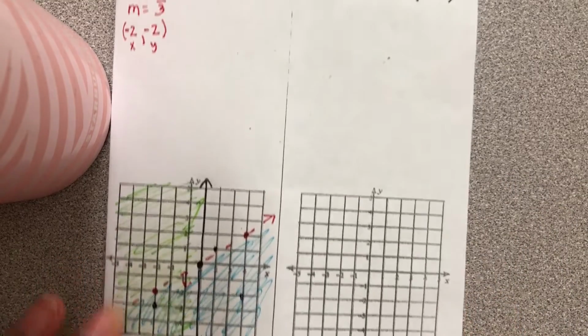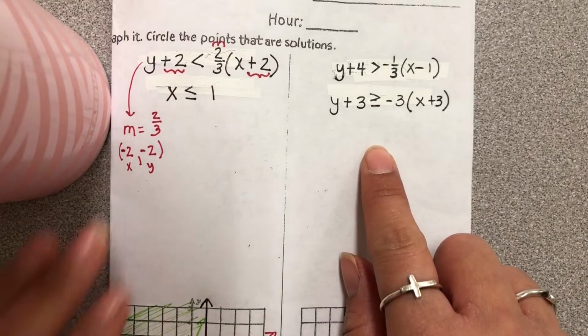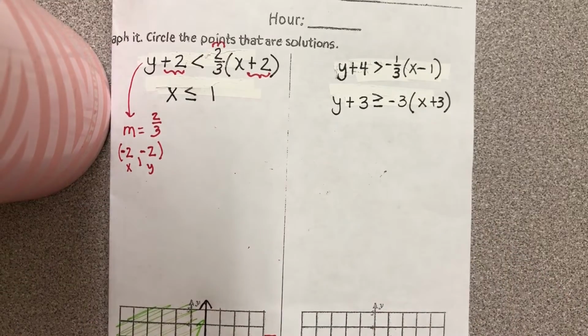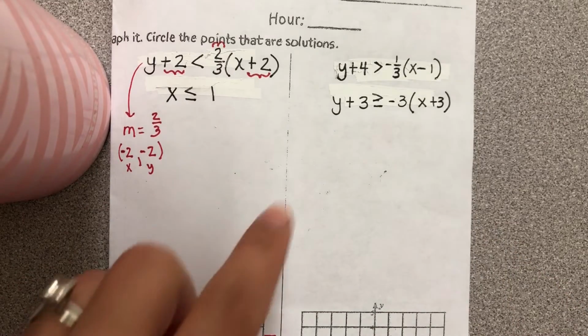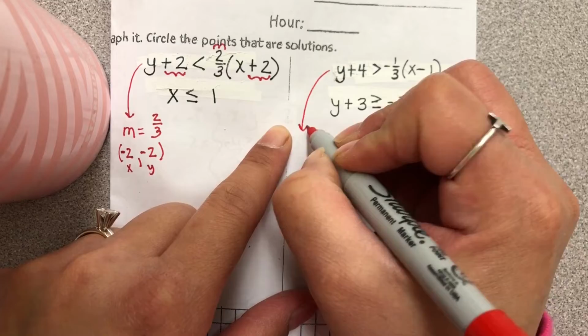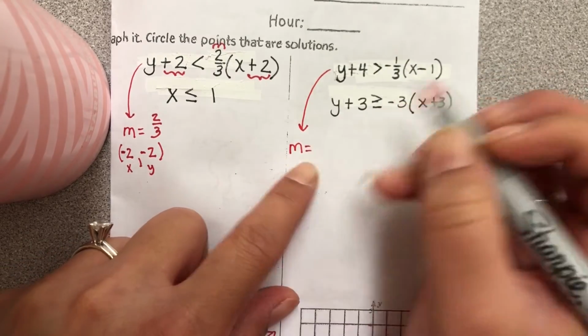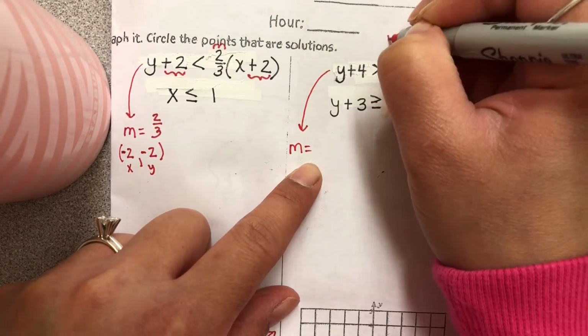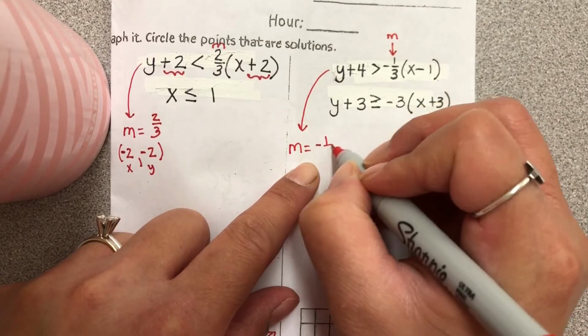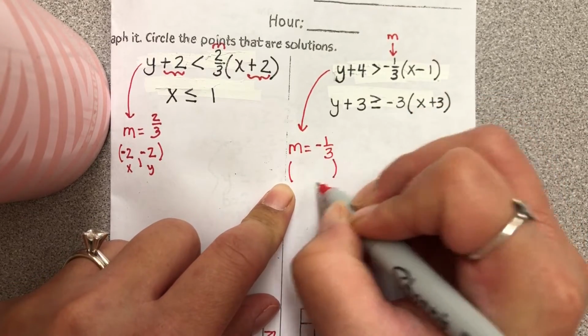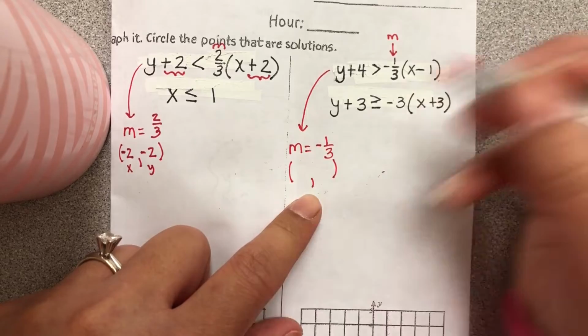Last example. This one right here. Notice now I gave you 2 point slope just for practice. Okay, so let's take the first one. Let's figure out the slope. That's easy to do because we just got to look right in front of the parenthesis. So it's -1/3. There's the slope.